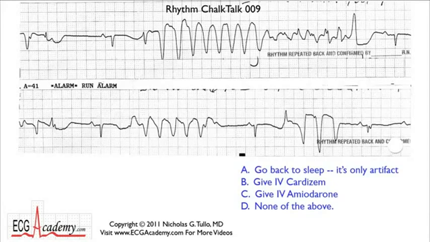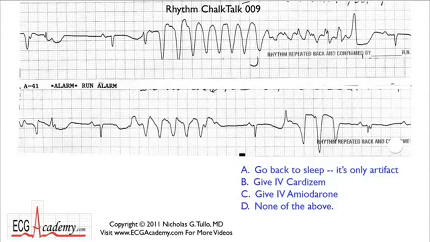Here's the rhythm strip they give you, and here's the question. What do you do? Do you A, go back to sleep, it's only artifact? Do you B, give IV Cardizem? Would you C, give IV amiodarone? Or D, none of the above? So let's get to it.